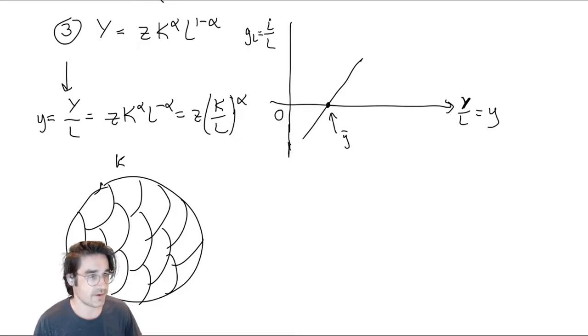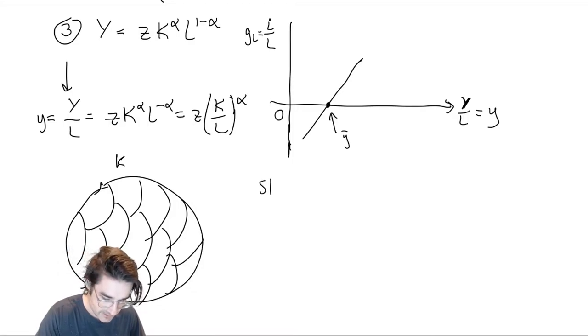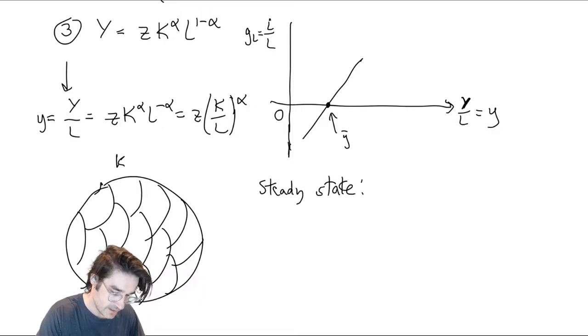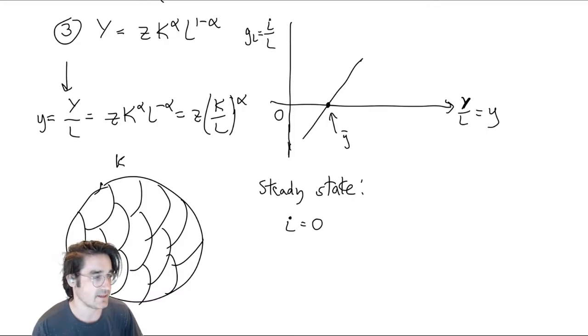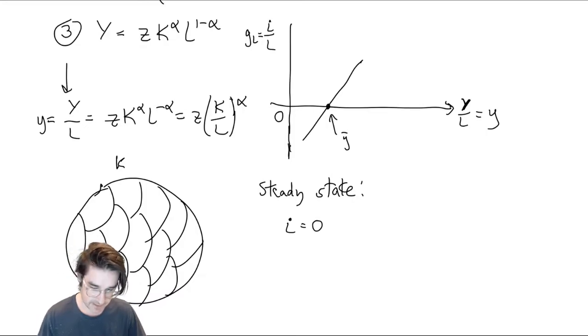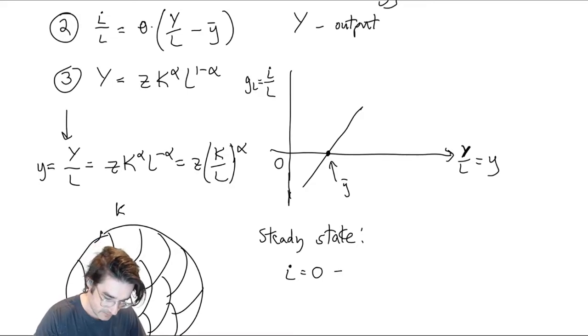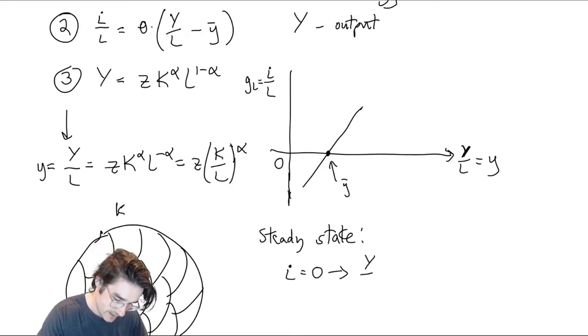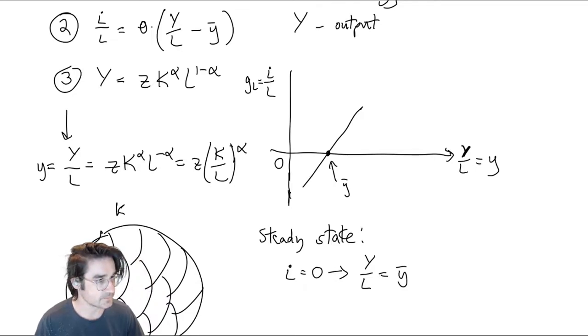So once you have that, you can say, in steady state, the chain of logic would be: if we're in steady state, that means things aren't moving around, so we should have L dot equals 0. Let's say we're looking for a steady state where the population is constant, and from that demographic rule, that means Y over L is equal to Y bar.